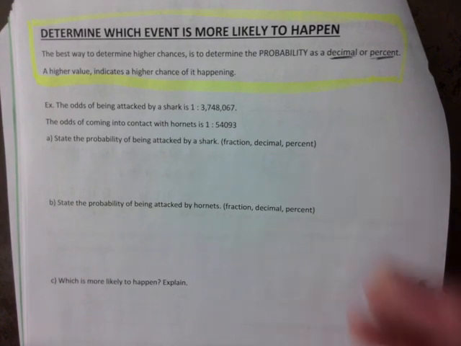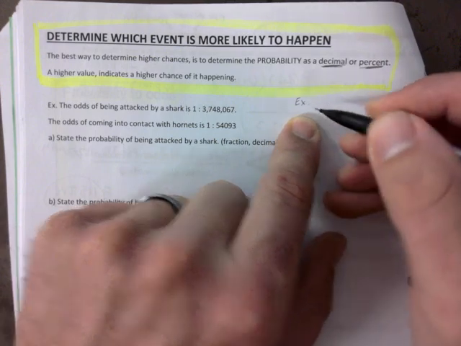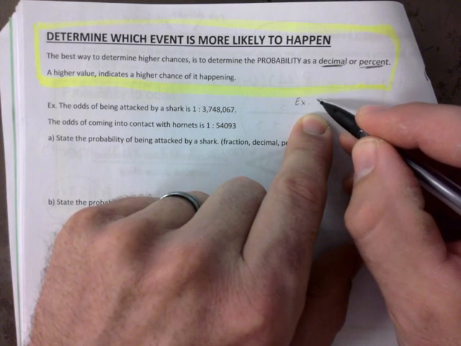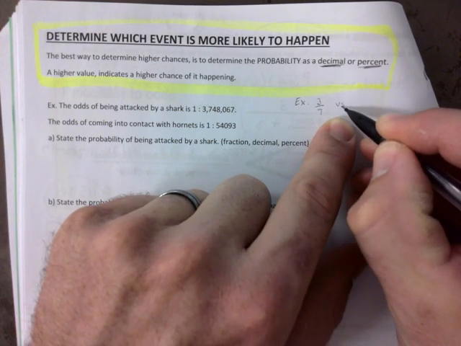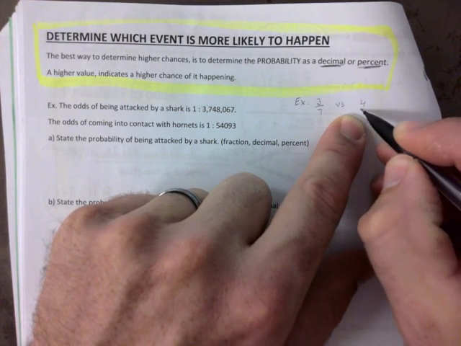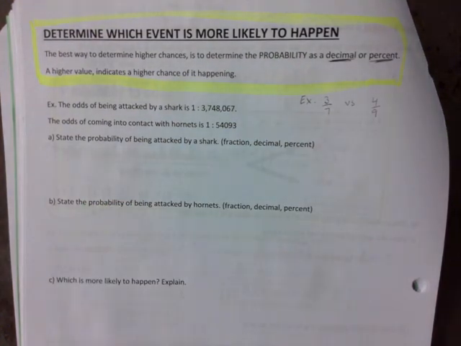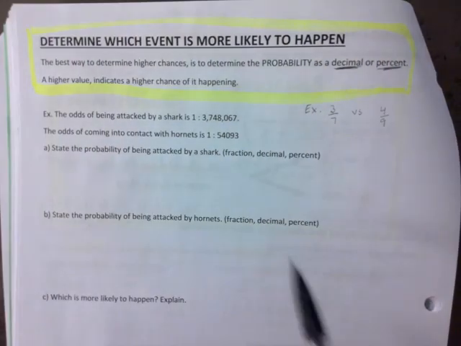So let's go with an example here. If you have a probability of 3/7 versus 4/9, which one of those two is more likely to happen? Sorry, it's a bit small, right? But 3/7 versus 4/9, which one is more likely to happen?